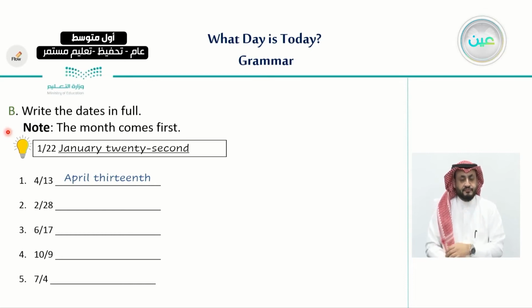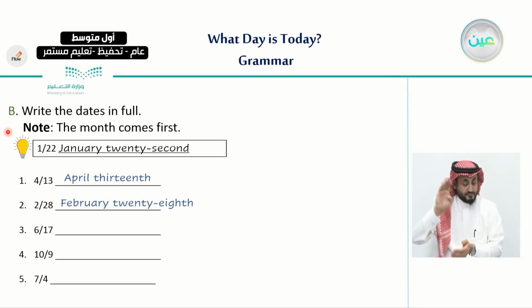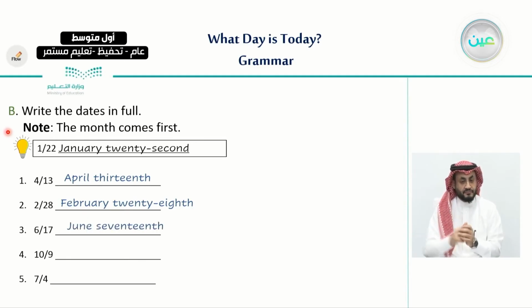Number 2, here we have 2 and 28. What is the 2nd month of the year? Very good. It is February. So February 28th. And number 3, we have 6 and 17. What is the 6th month of the year? Very good. It is June. So the answer will be June 17th.